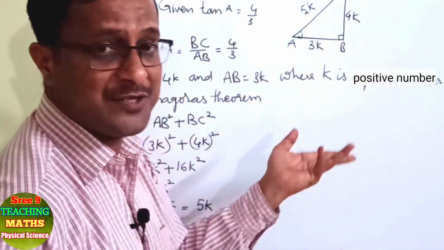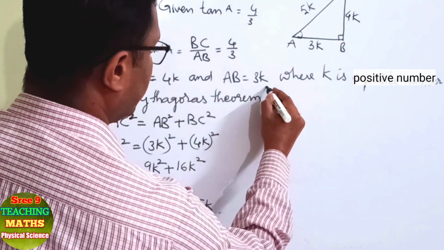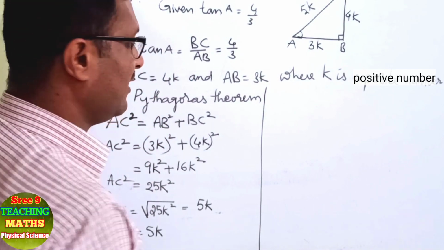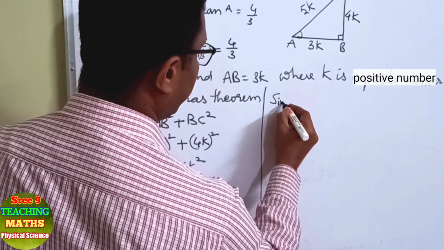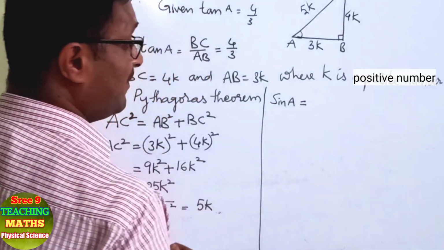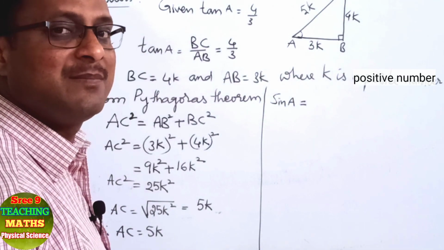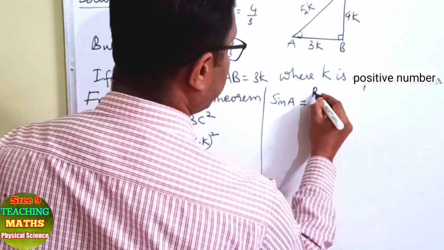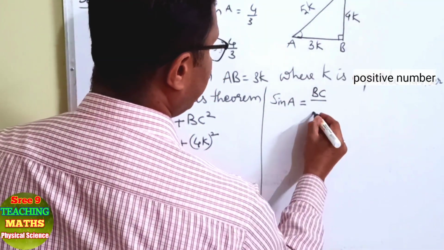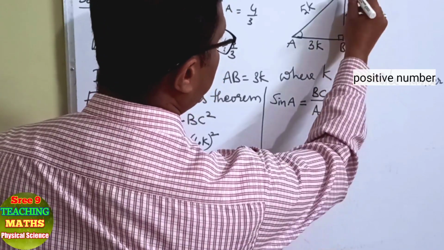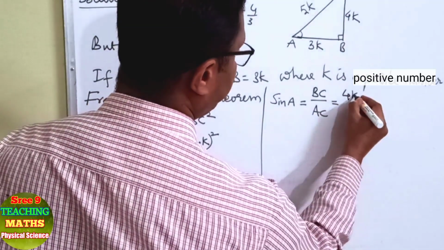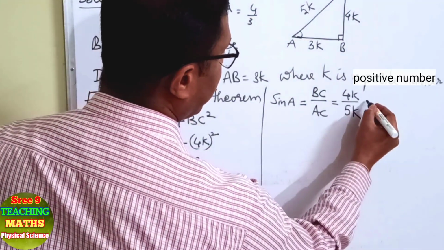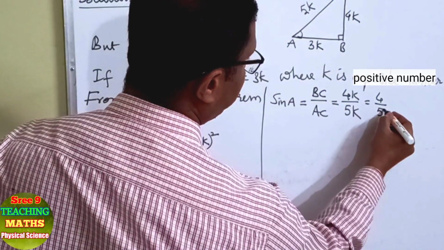We have to find the trigonometric ratios, right? Now I am writing on this side. What is the first one? Yes, sine. So sine A. What is the formula for sine A? Yes, opposite side by hypotenuse. What is the opposite side? That is BC by hypotenuse AC. What is the BC value? BC value is 4K by AC value 5K. So K and K get cancelled, hence it is 4 by 5.